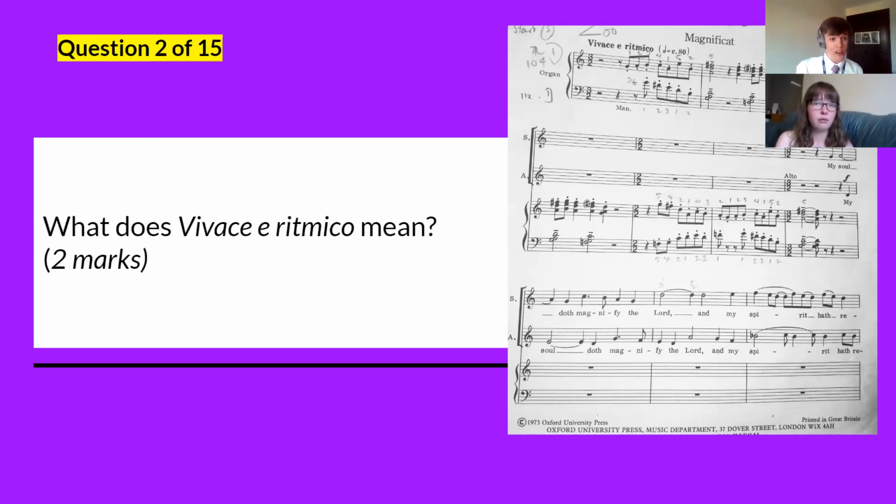Question number 2, what does vivace e ritmico mean? So that's the tempo marking that we've got at the top of the page. What does it mean? Break it down into its components. So what does vivace mean? What does e mean? What does ritmico mean? 2 marks for that one, because there's really 2 main things to say.